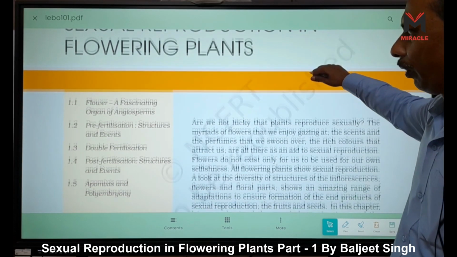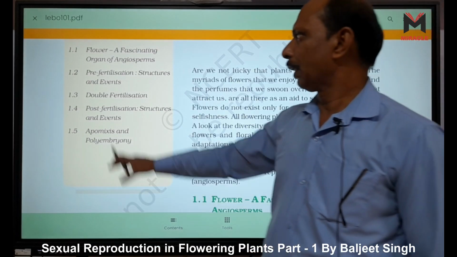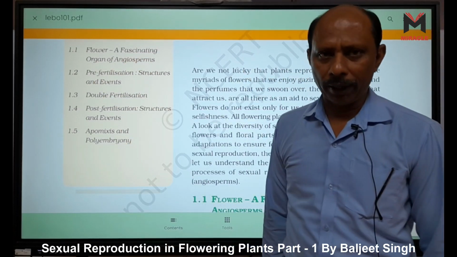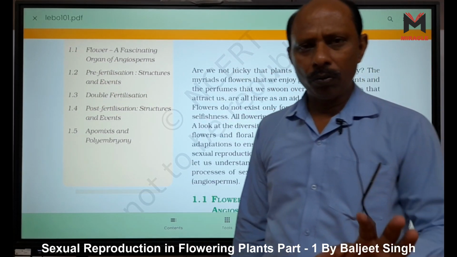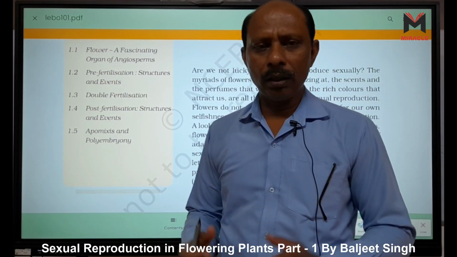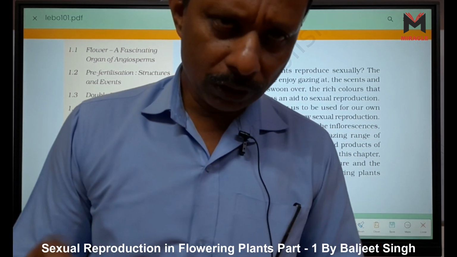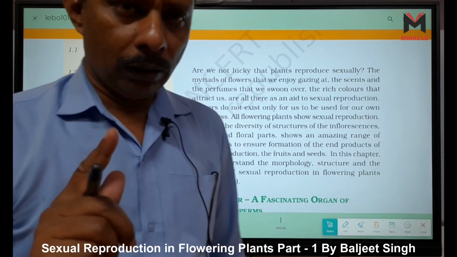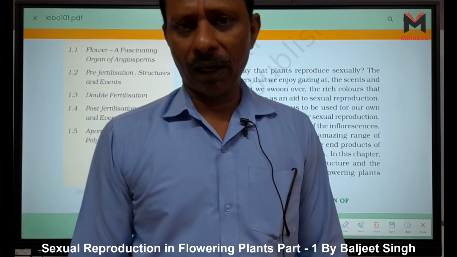Now, sexual reproduction in flowering plants. In this chapter, we have 5 aspects which we have to read. First, flower, a fascinating organ, right? Second, pre-fertilization, because when we consider sexual reproduction, we have 3 phases. The first phase is the pre-fertilization stage, then the fertilization stage, and then post-fertilization.